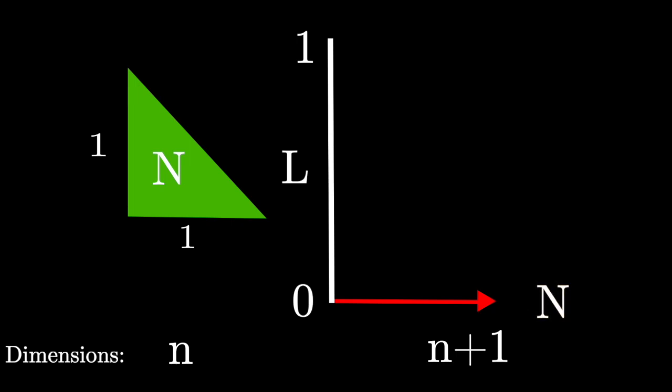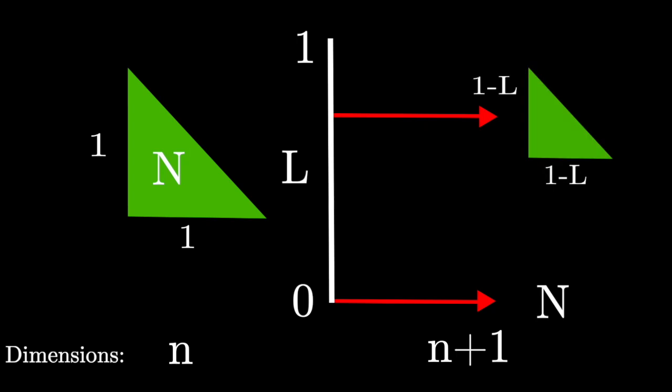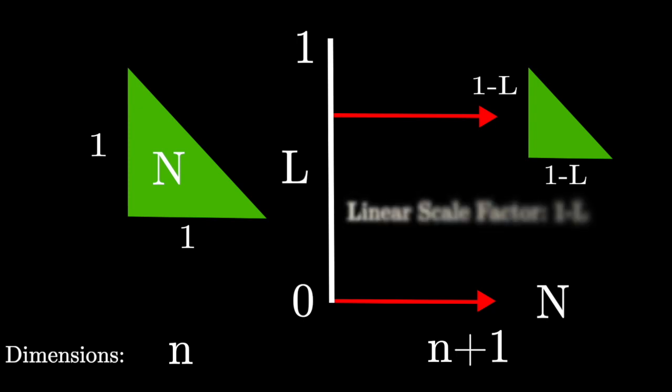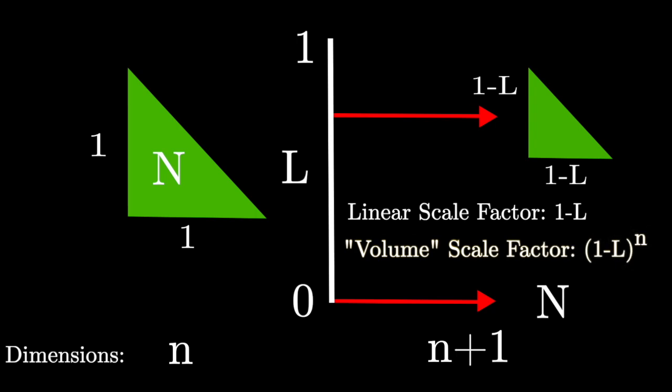How does this volume change then as we increase the new number up to 1? Well, we know the resulting shapes will be similar to the original shape with volume N, but now the side lengths will have 1 minus L instead of 1. So, the ratio of the lengths between the shape at L equals 0 and L equals a new value is going to be 1 minus L over 1, which is just 1 minus L. And hence, the ratio of the volumes is going to be 1 minus L to the power of n.